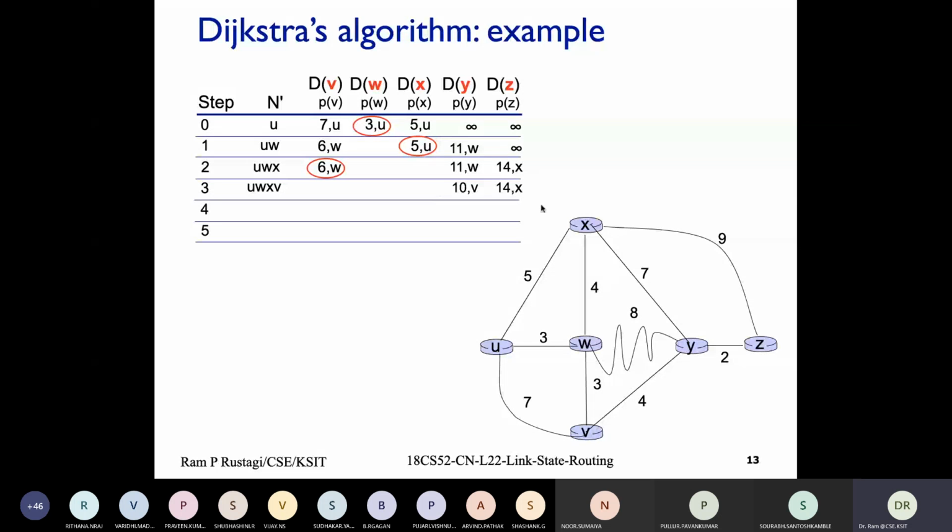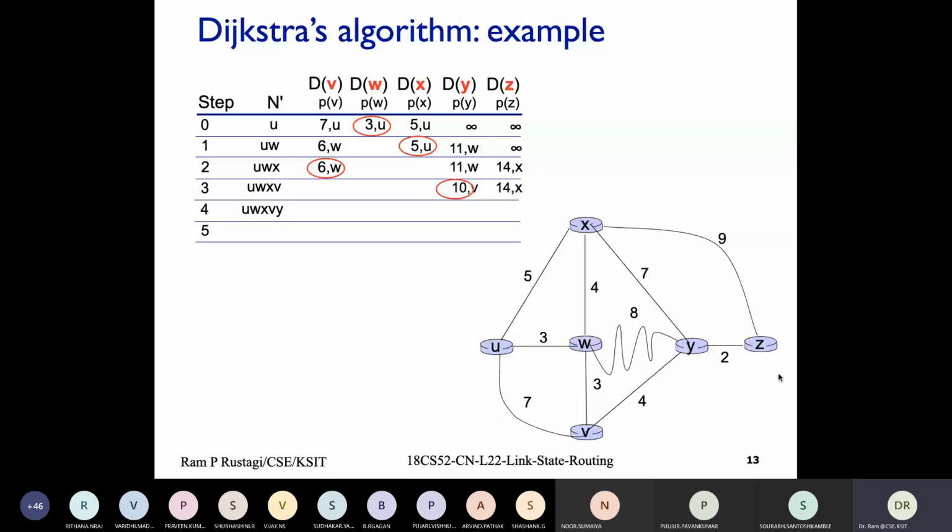Now I have two nodes, Y and Z. Minimum happens to be 10 corresponding to Y. So I add Y to my N prime. Now from Y I have edges to X, W, V, and Z. All these nodes X, W, and V are already there. They're not going to get updated because once I pick a node, the cost does not change.